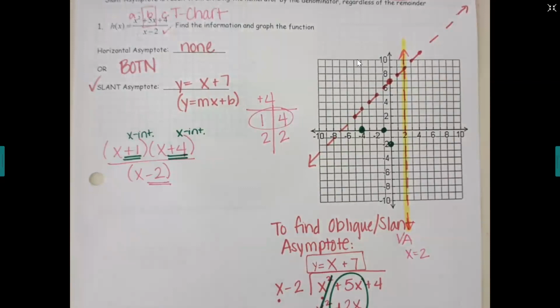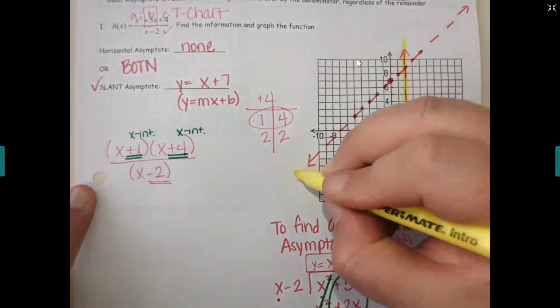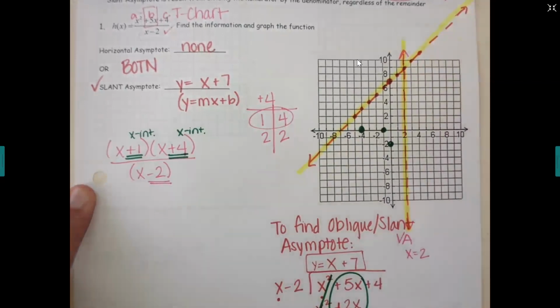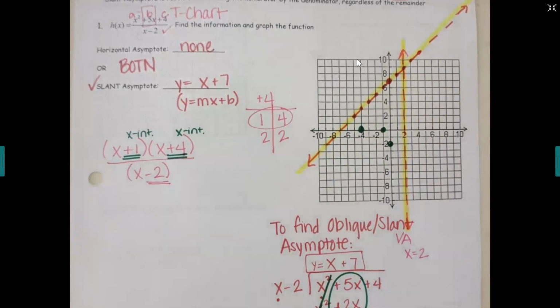Okay, and so your graph is going to approach that line, but it cannot cross that line. And that is your last type of asymptote. So you have vertical asymptotes that go up and down. Horizontal asymptotes are straight across. You can now also have slant or oblique asymptotes.